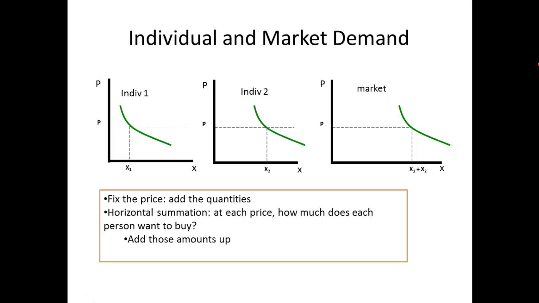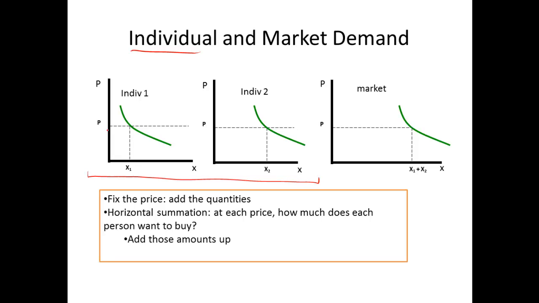So first of all, what is market demand? What we've been deriving up to now is individual demand. Market demand is technically the horizontal sum of individual demand. But let me show you what I mean by that. So suppose we have two individuals in our market. And that's the whole market, just those two individuals.